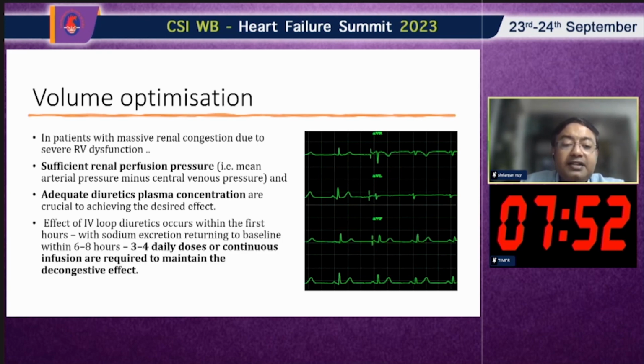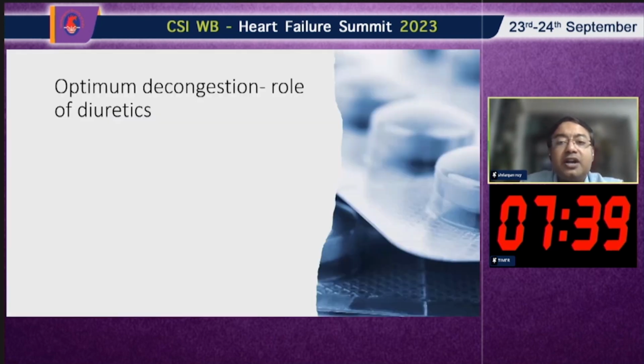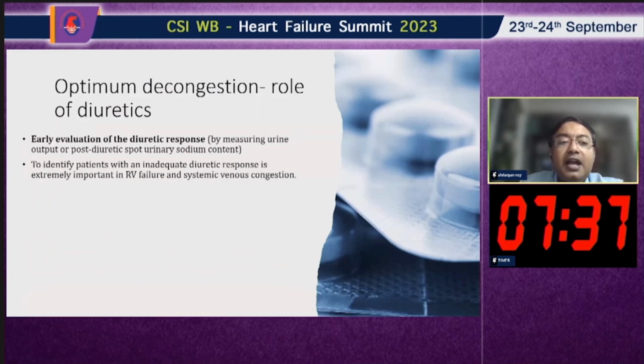Adequate diuretic plasma concentration is crucial. We have to give either a continuous infusion or at least 3 to 4 bolus doses of diuretics to maintain an adequate level of diuresis, because the sodium excretion with a diuretic usually returns to baseline within 6 to 8 hours. Adequate diuresis and adequate dosing is important. Early evaluation of diuretic response by measuring the urine output or post-diuretic spot urinary sodium content is necessary.